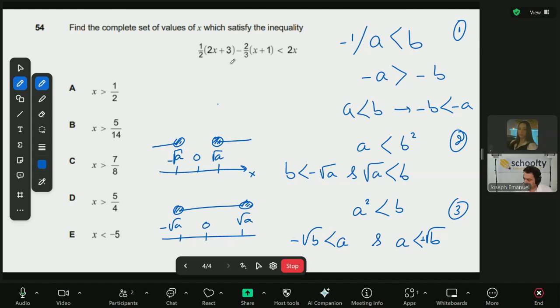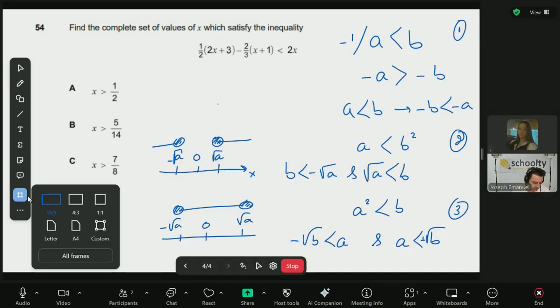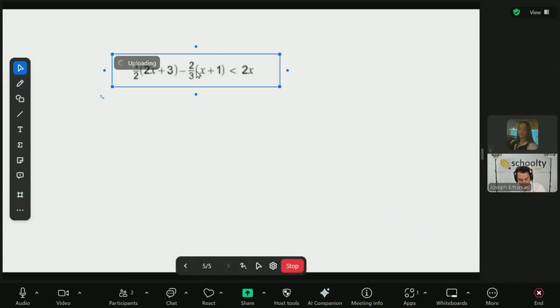And now we can go ahead and solve this one. Let's take it to the next whiteboard, next page.